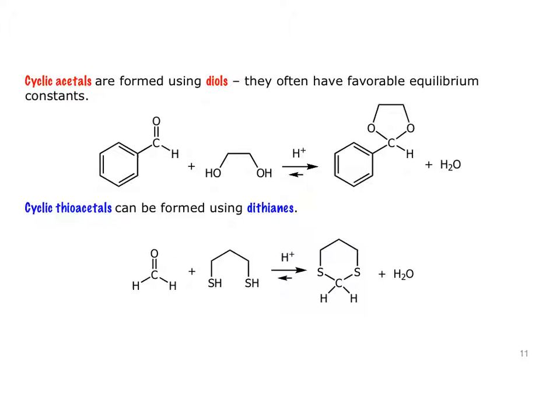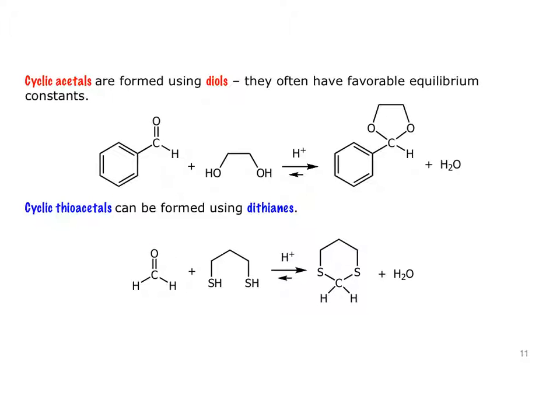We can make cyclic acetals in the lab by using diols of either 2 or 3 carbon chains. Ethylene glycol, which is this compound here, reacts quite readily with aldehydes and ketones. If you do this under azeotropic conditions where you remove the water, you can drive that reaction forward. And this one molecule provides the 2 hydroxyls that react with the carbonyl compound to form the acetal.